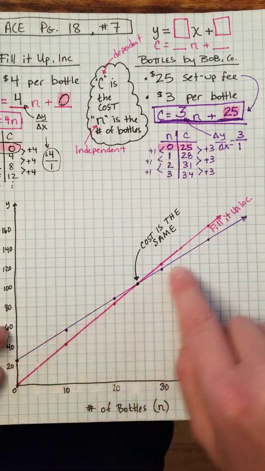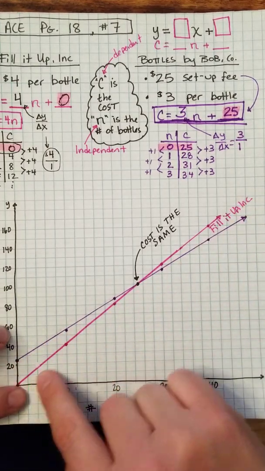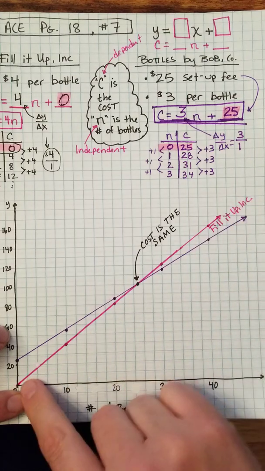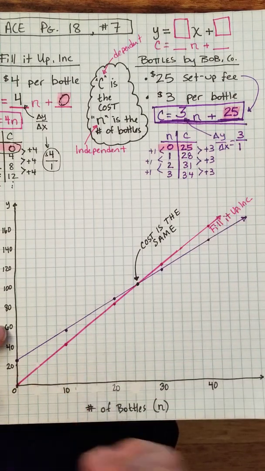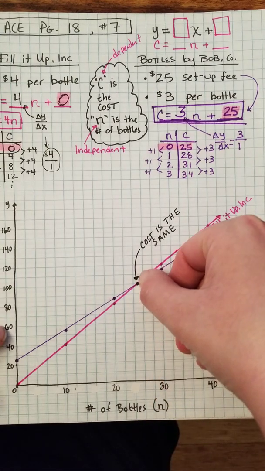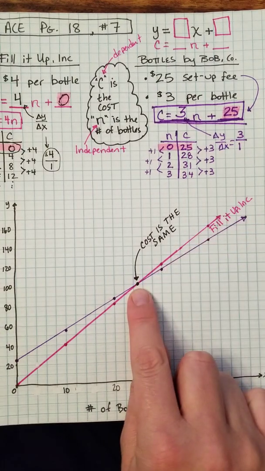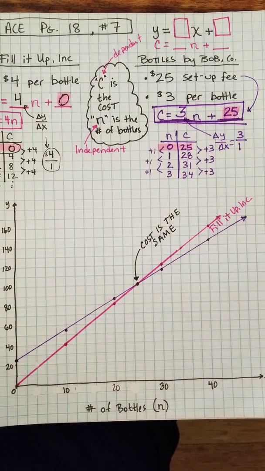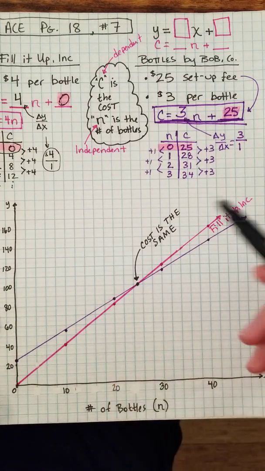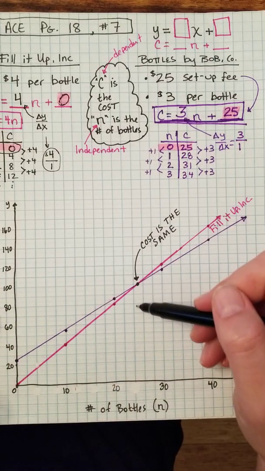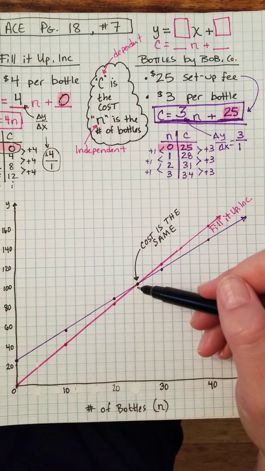So as you draw your lines, my pink line represents Fill It Up. It looks like Fill It Up is the way to go up until they intersect. So when the lines intersect, that kind of tells you where the cost will be the same. So I put a little point. This was a point that I actually did not plot in mine. I think I had suggested for you guys to go up by 5s, so you probably did plot it.